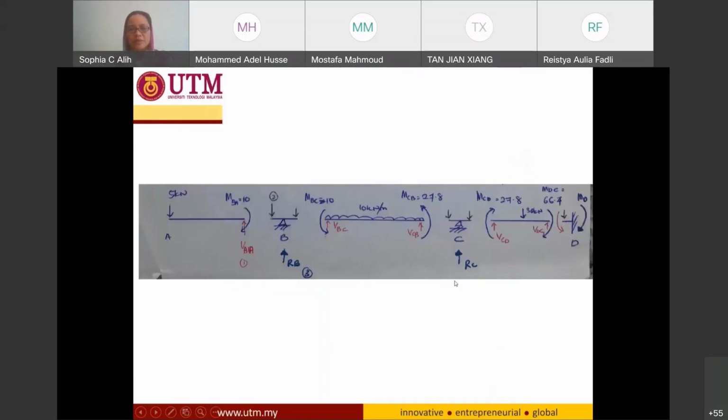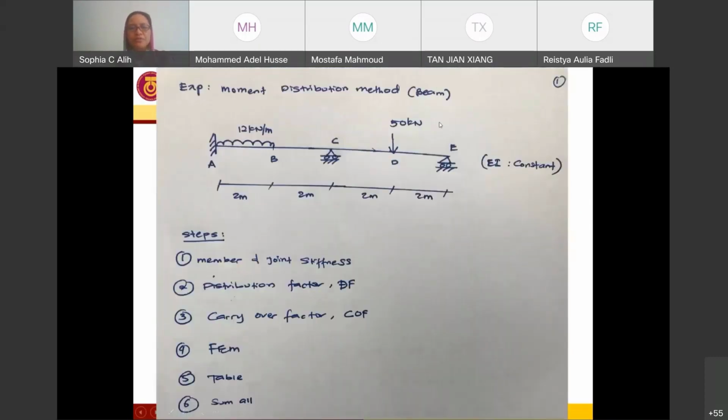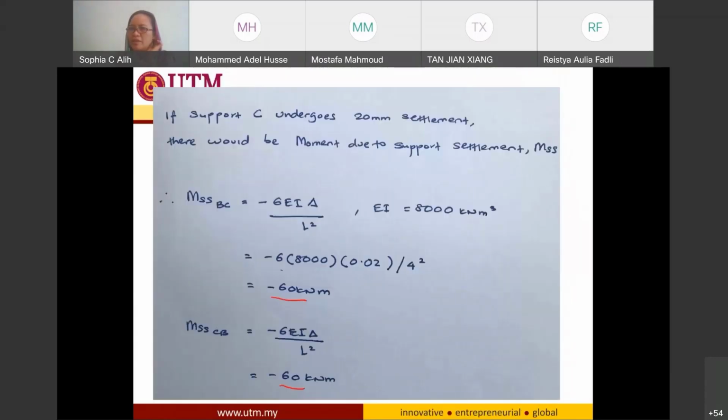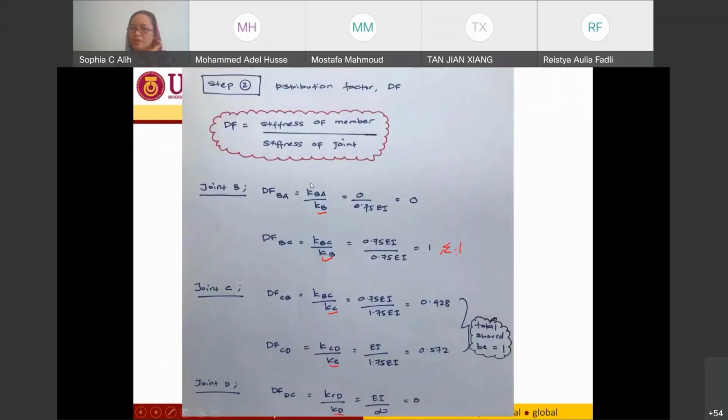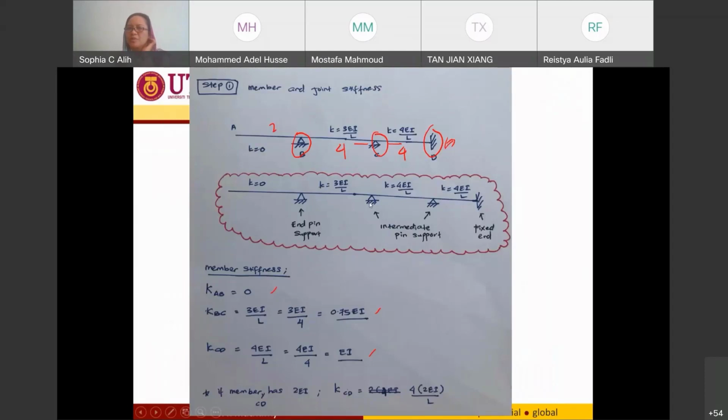I have one example that I prepared for you for the moment distribution method of beam. And in this example, you have a continuous beam of two-span beam, which is supported by a fixed end at one end over here, and also a roller support over here. So because sometimes some students say, okay, doctor, if we have a pin support, then for this one, we have a pin support, it's going to be 3EI over L, instead of 4EI over L.